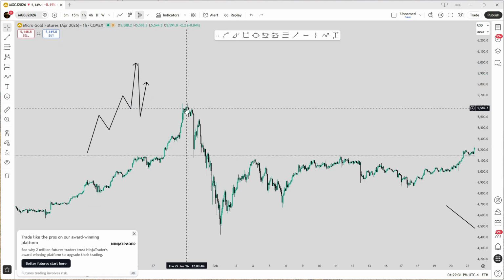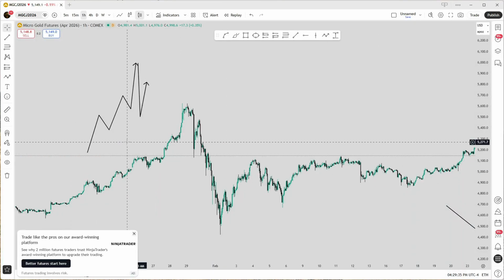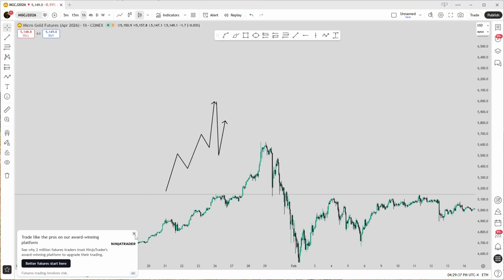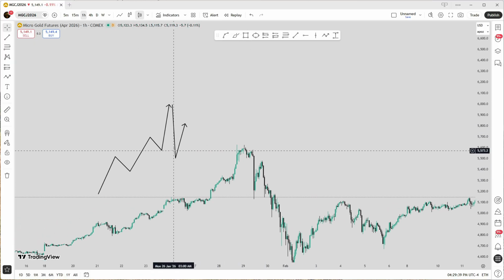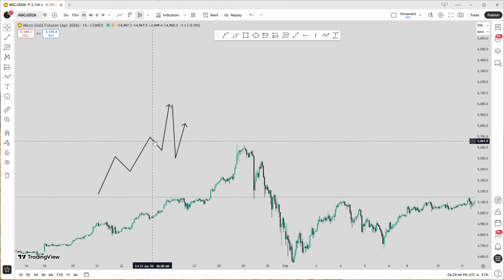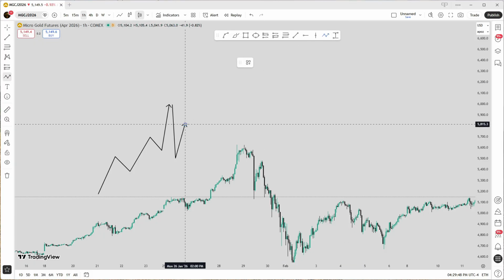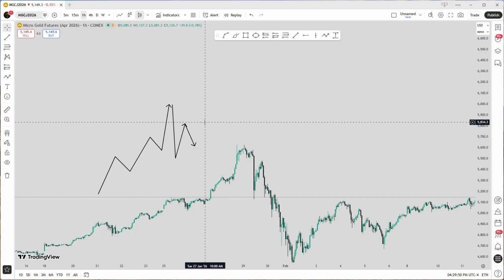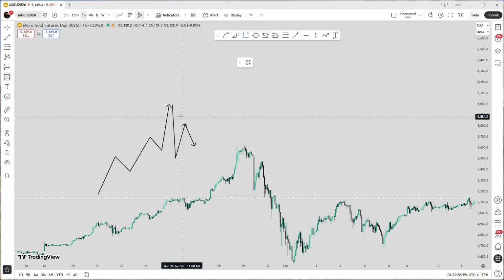This is what happened in January. Market was trending up. High, low, higher high, high, low. We trade this. But the moment price failed to make a higher high, you know the trend is changing, right?